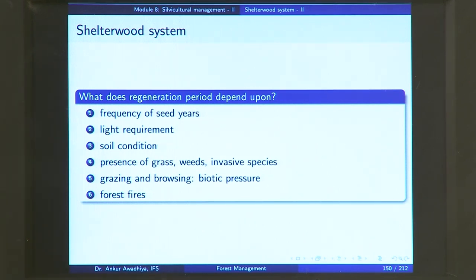It is also dependent on the light requirement of your seeds to germinate. Because in the case of a Shelterwood system, we have those species that are shade tolerant.